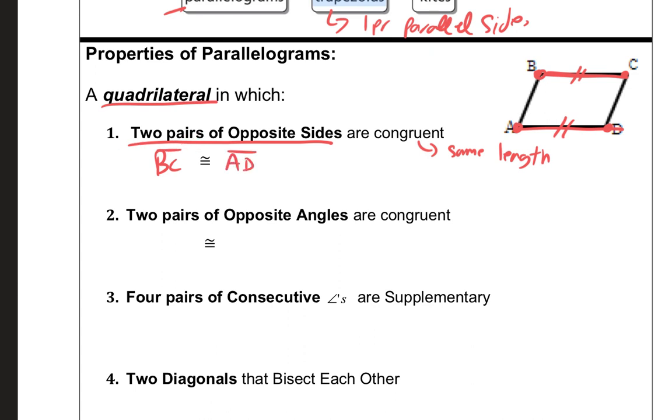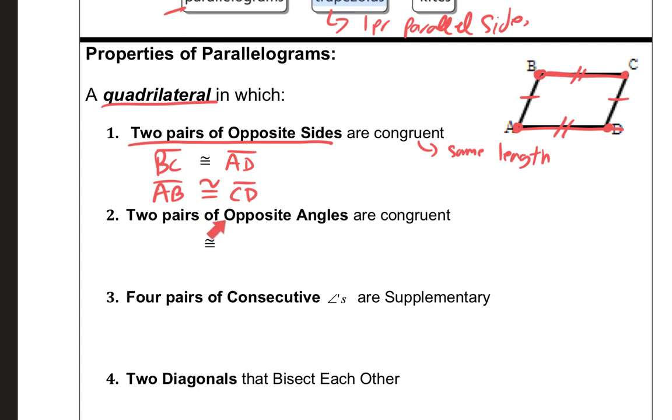But we have two pairs, so what's the other one? AB and CD. We can mark that with a 1 on those. That shows that those are both congruent. So we would say AB is congruent with CD. Two pairs of opposite sides.